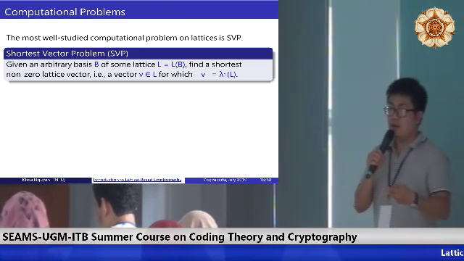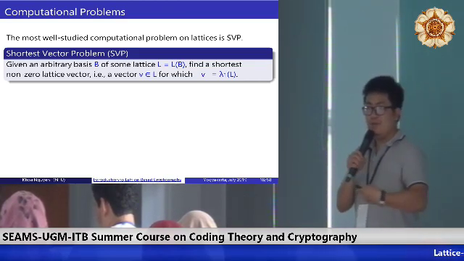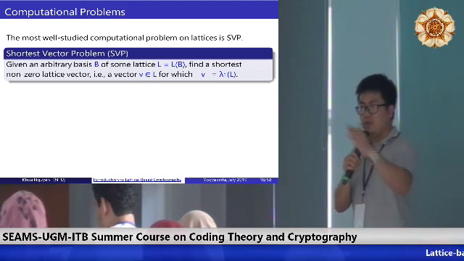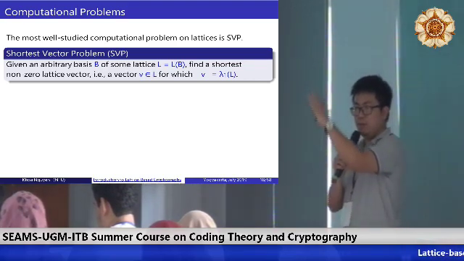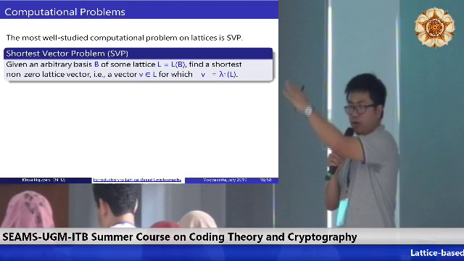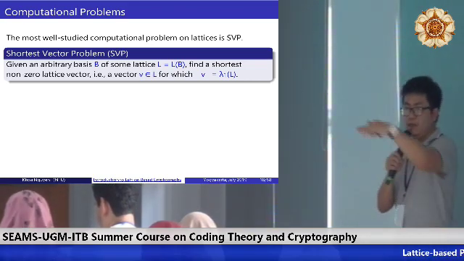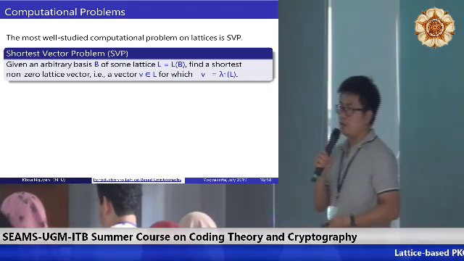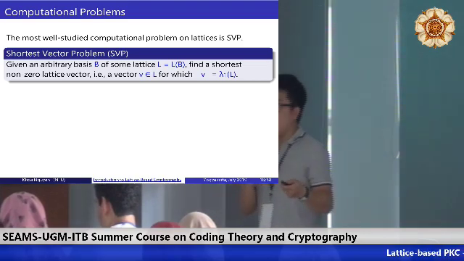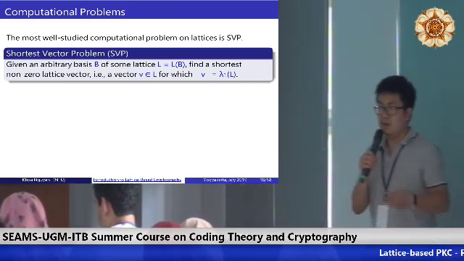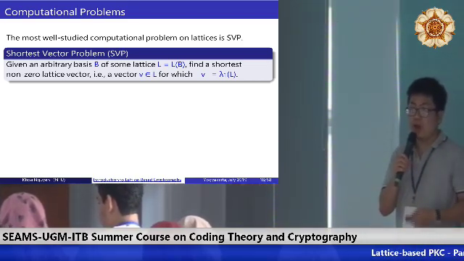In a one-dimensional lattice, it is very easy to find this. But as the dimension of the lattice increases, it becomes gradually more difficult. And when n is big enough, like 256 or 512, then the problem becomes extremely hard.